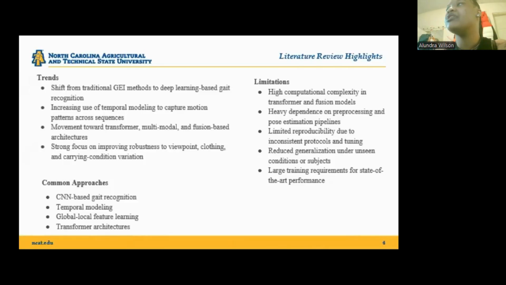At the same time, we noticed several limitations across the literature. Many transformer-based or multi-model models introduce extremely high computational complexity and require very large training datasets. Other approaches depend heavily on pose estimation pipelines or optical flow extraction, which makes them harder to reproduce and more sensitive to pre-processing errors. Because of these limitations, we selected an OpenGait-inspired baseline. OpenGait stood out because it provided a standardized, reproducible, silhouette-based framework that could realistically be replicated and extended within the scope of this project.